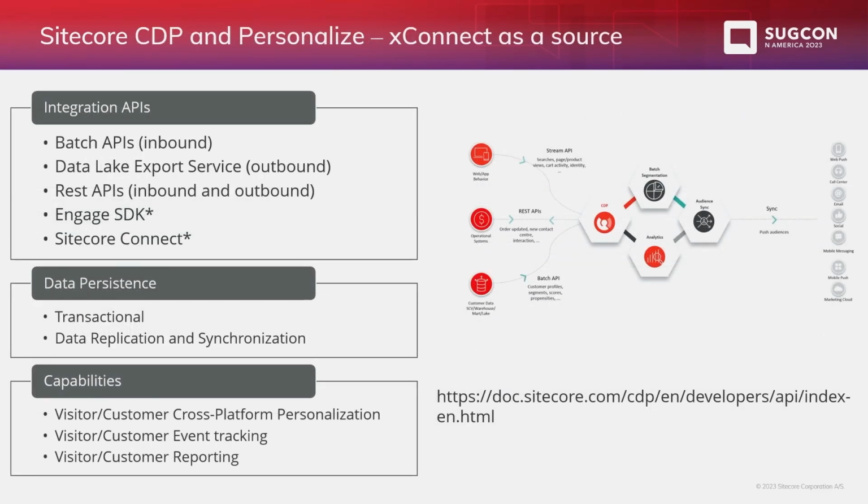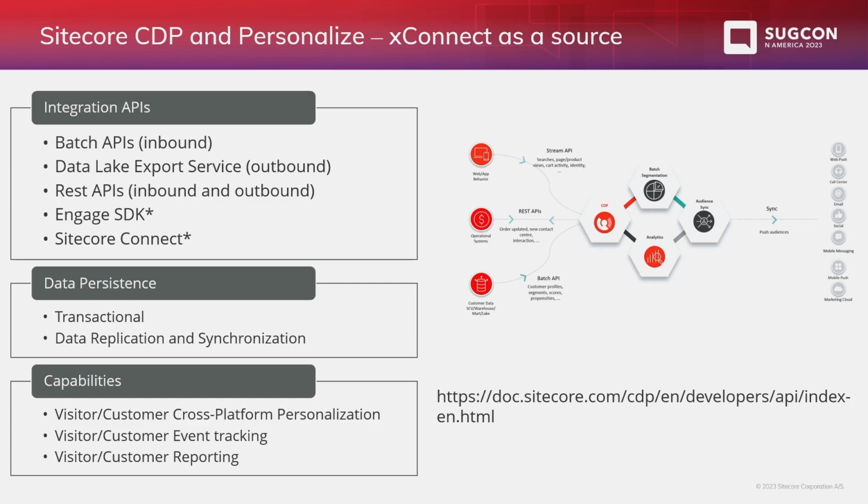So now we have our data in xDB, and we can use all these APIs, like Batch API for inbound data, getting data from external systems. We can use data like export service to save data to external systems, outbound connectivity. We can use REST API for inbound and outbound real-time integrations. We can use Engage SDK to embed personalization on our site and start capturing events. And we can use Sitecore Connect to actually push data from Sitecore CDP across the entire ecosystem, or push and pull data.